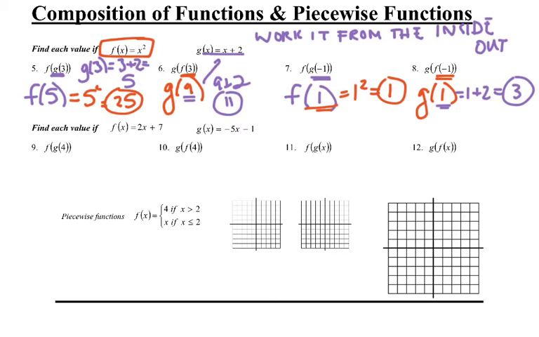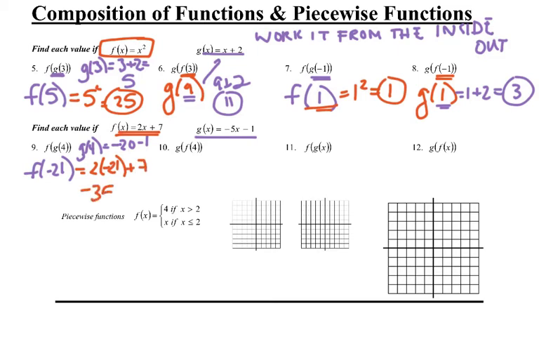Just changing functions again. So now g of x here is negative 5x minus 1. So g of 4 is going to be negative 5 times 4 is negative 20, minus 1 is negative 21. Then I'm going to plug negative 21 into the f function. 2 times negative 21 is negative 42, plus 7, negative 35. For g of f of 4, if I plug in 4, do you agree I get 15? And then what happens if I plug 15 in the g function? Negative 75 minus 1, negative 76.